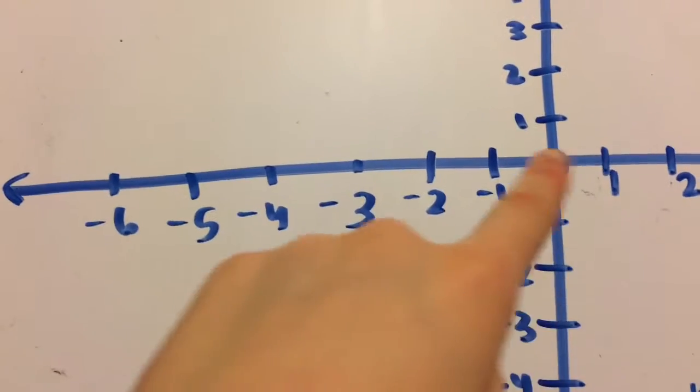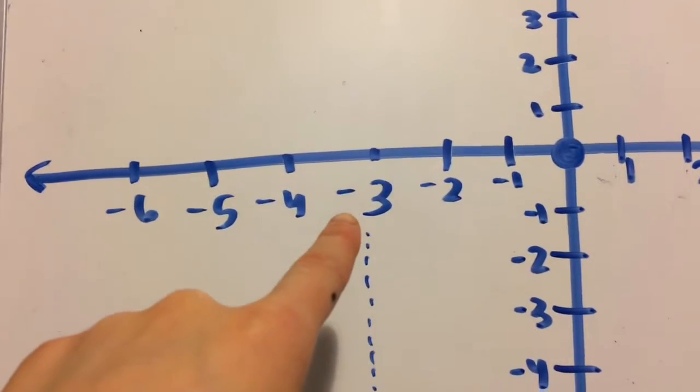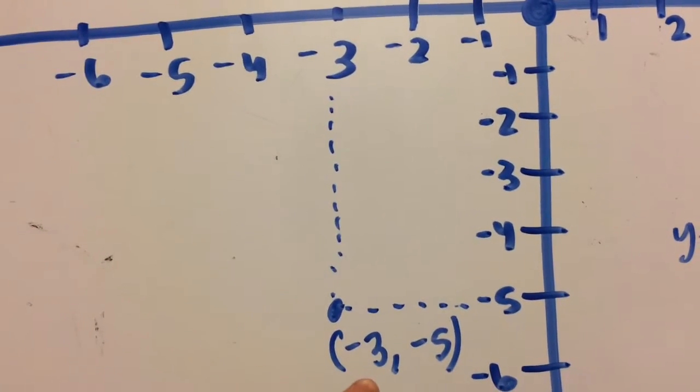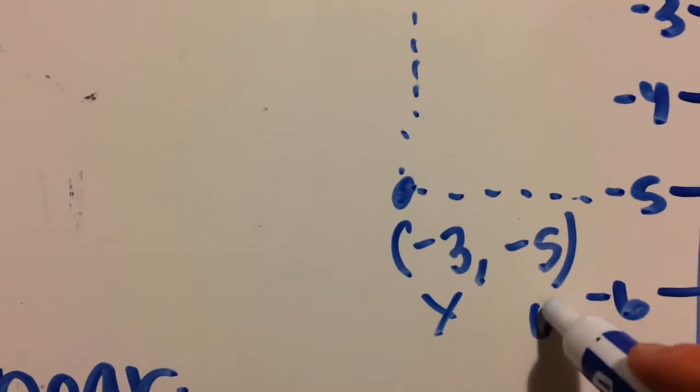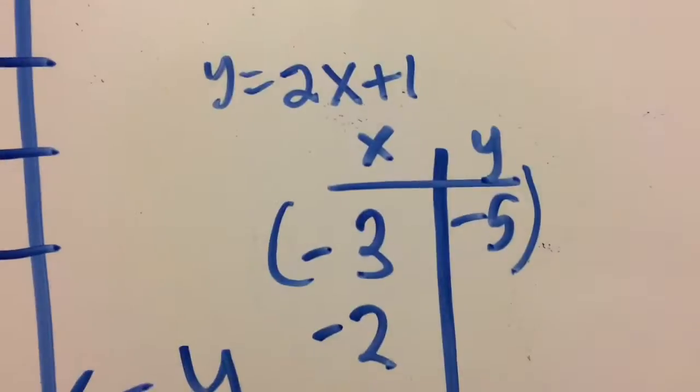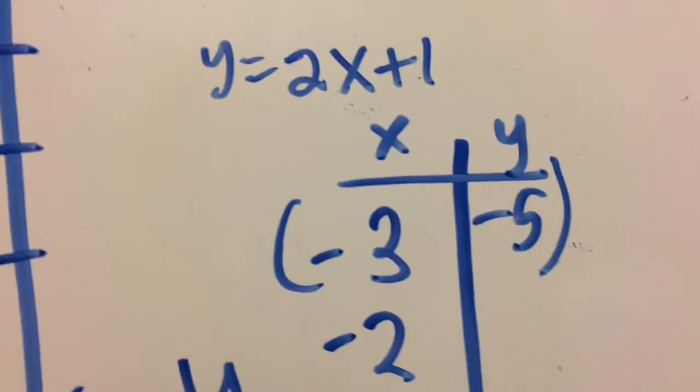We went across, because that was our x, to -3, then down to -5, because that was our y. So -3 is our x, and that is our y. Alright, so let's go back to this side and then plug in -2.